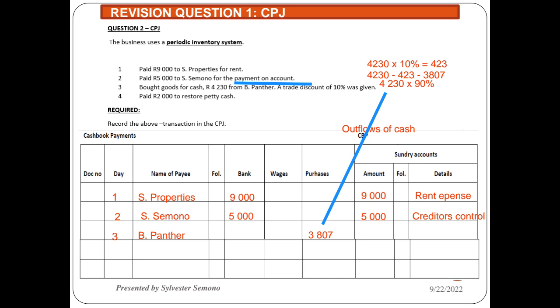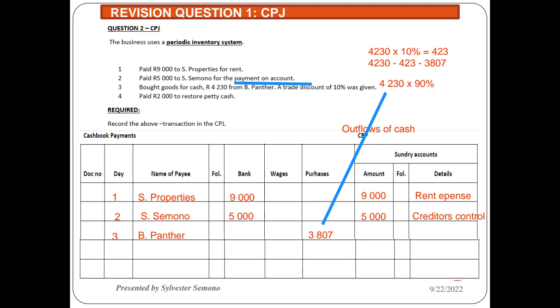I don't know if you're still with me on this one, guys. There are two methods which you can use. You can either use the short method like I did here, or you can use the long method there. Either way, you get the same answer. Perfect. Okay.